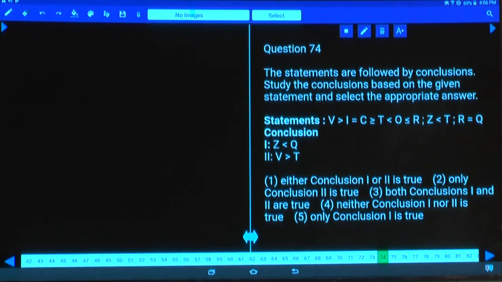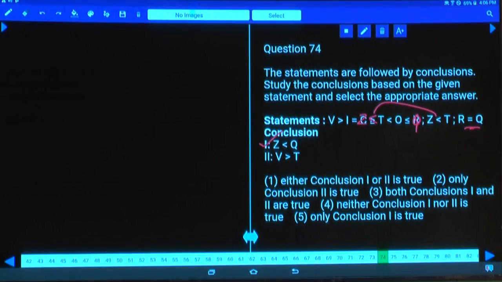74. Now the relation between Z and Q. Now Z is here, Q is here. What is the element which is common between these two, Z and T? Now sir, R is common. Z lesser than T. T lesser than O. O lesser than or equals to R. R equals to Q. Then what is the answer here? Z lesser than Q, definitely true.